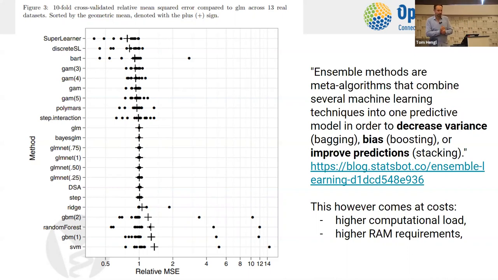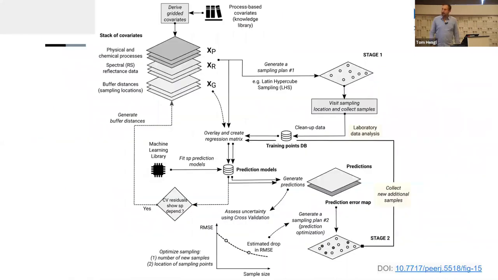As I told you, there are these three groups of covariates: the geographical covariates, process-based covariates, and Earth observation data. And this is the general workflow, which is also in our paper on the last page. That's what we envisage as a general framework for spatial prediction.